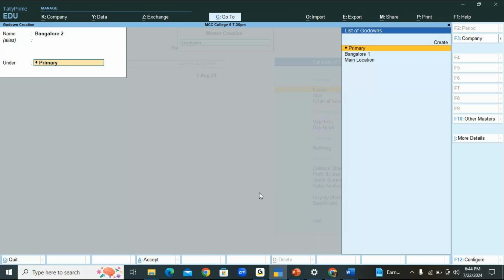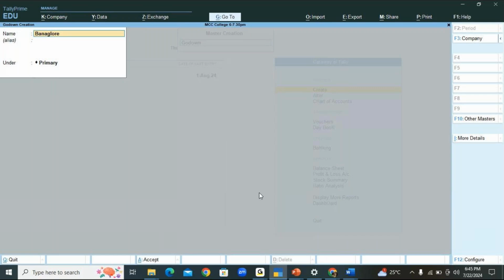When are you going to use the Under option? For example, you have four godowns in one building. You can create first floor Bangalore 1, second floor Bangalore 1, third floor Bangalore 1, fourth floor Bangalore 1. That is the first example. Or Bangalore is one of your main godowns, and under that you have different sub godowns. That will be Under. But I prefer not to use this option because it is not required. You can use Primary only. Same way Bangalore 2, 3. You must do 5 godowns. Everyone do 5 godowns.